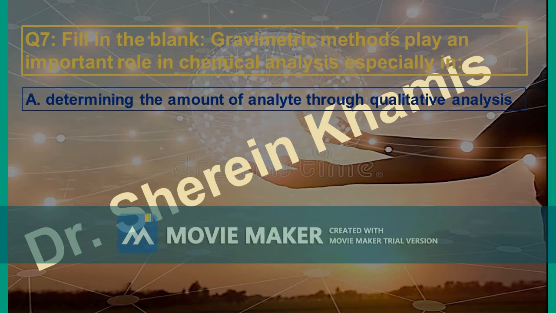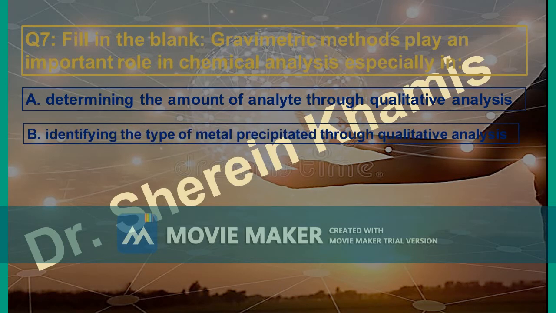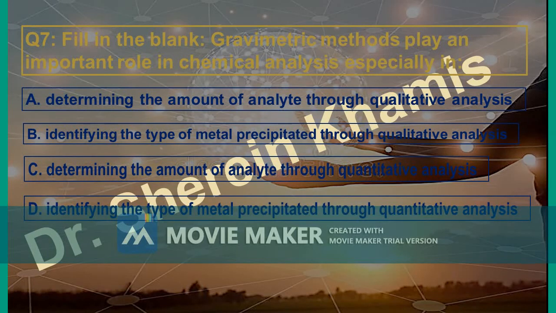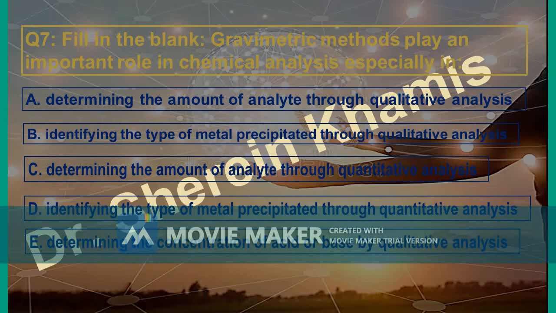Okay, the first one, determining the amount of analyte through qualitative analysis. Second one, identifying the type of metal precipitated through qualitative analysis. Number C, determining the amount of analyte through quantitative analysis. D, identifying the type of metal precipitated through quantitative analysis. And the last one, determining the concentration of acid or base by qualitative analysis.